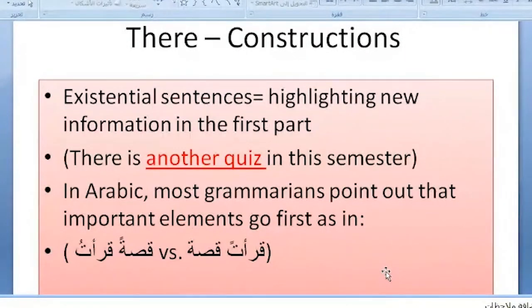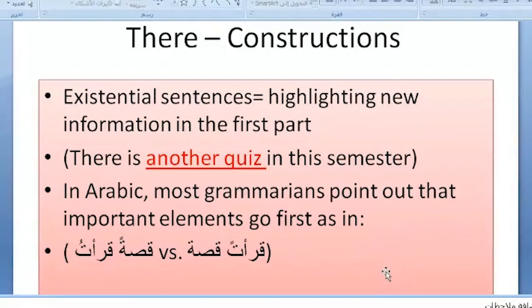A simple example. قصة قرأت. Here the object is thematized. يعني المفعول به قدمه المتحدث. Why? Because he wants to draw the attention of the listener to what is read. يعني ما يقرأ, or what was read, ما قرأ. قصة قرأت. The same statement, نفس الجملة, I can say قرأت قصة. Which is the normal word order of a verbal clause in Arabic.